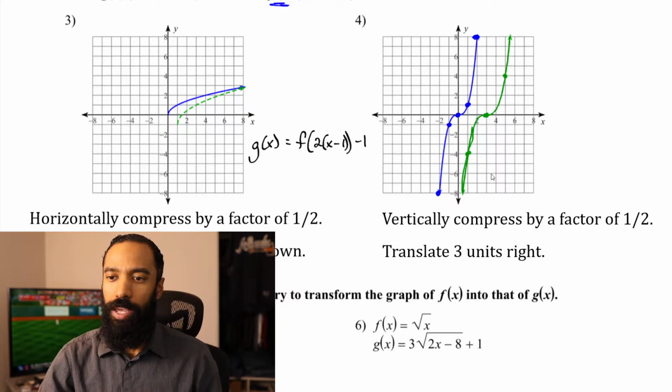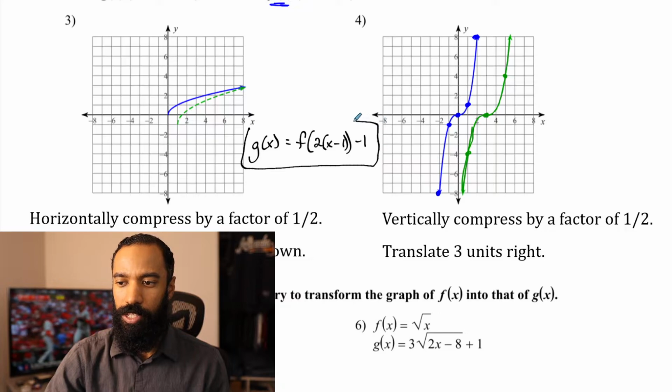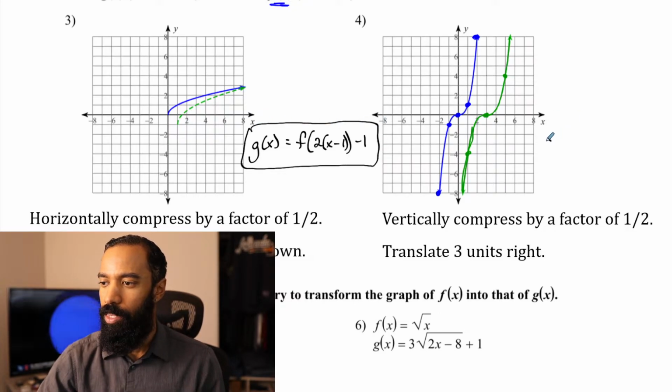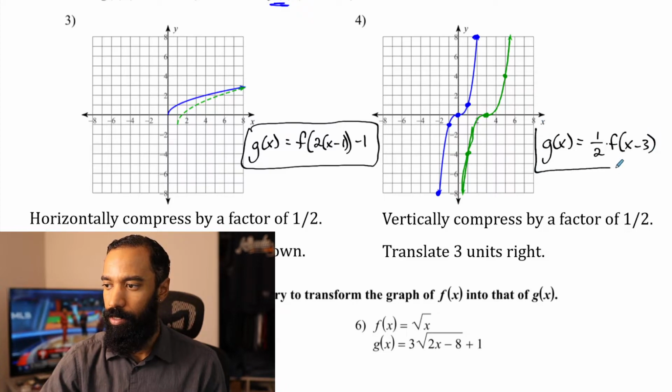As far as an equation goes, and the equation is the answer here, I really have to speed up after this, but because these are all kind of new, I really have to talk about it a little bit more. This would be g of x equals, vertically compressed, that's the a value, 1/2, times f of x minus 3, 3 units to the right.